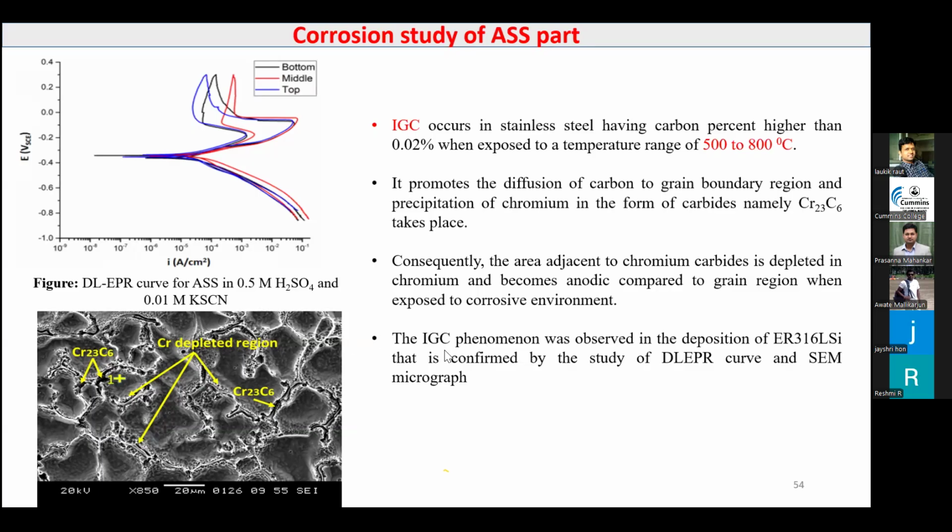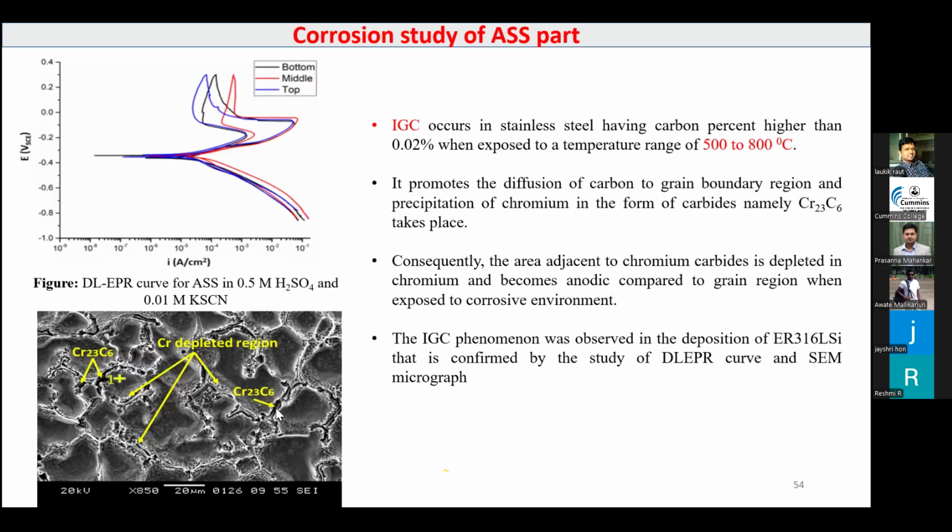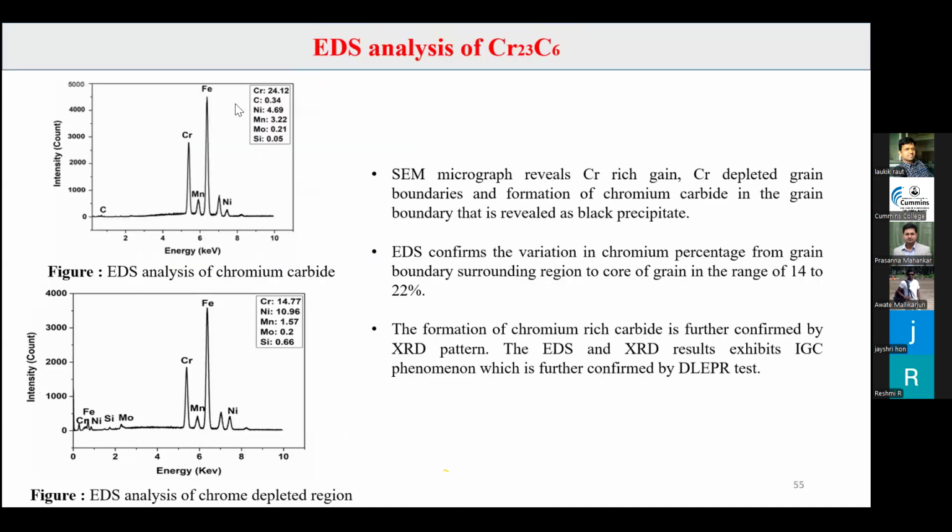So the intergranular corrosion phenomena was observed in the deposition of ASS part, and that is confirmed with the help of DLEPR study. I have performed the EDS analysis of this at two different locations. This is location number one, that is chrome depleted region, and this is the second location. Here you can see at location 2, this is for chromium carbide, so highest chromium is observed, whereas in chrome depleted region, there was less chromium. So the chrome is depleted from the region near to the boundary.